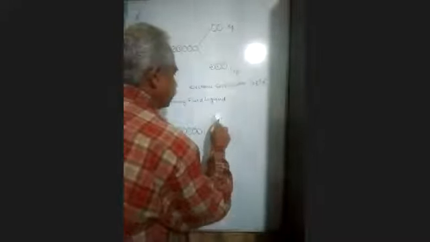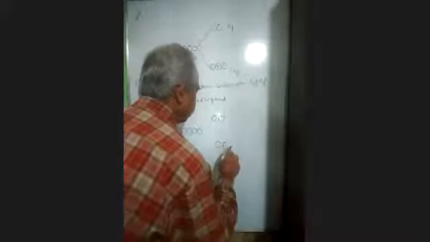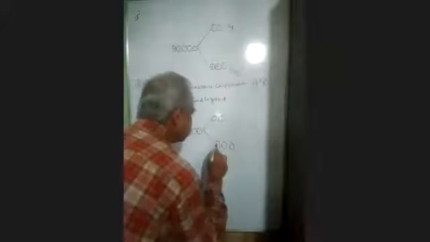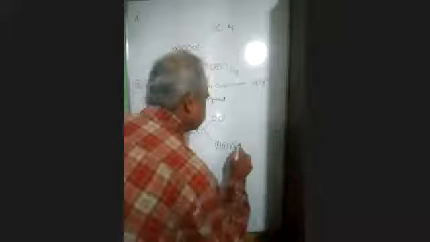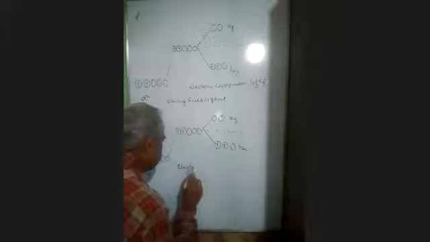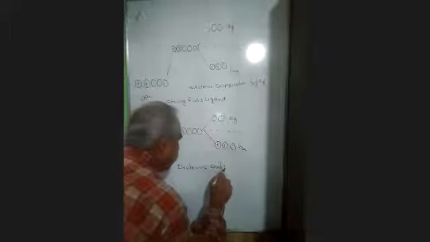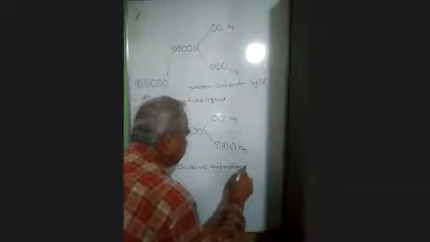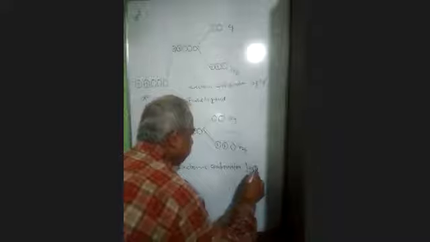For weak field, the splitting will be small. This is the electronic configuration, T2G2 EG0. Draw. And after that, you please draw D3. Once you practice, then you will not forget.